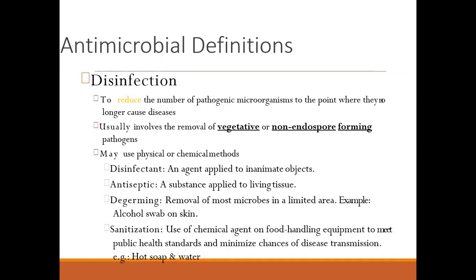Degerming is the removal of most microbes in a limited area, for example an alcohol swab on skin. Sanitization is the use of a chemical agent on food handling equipment to meet public health standards and minimize chances of disease transmission, for example hot soap and water.